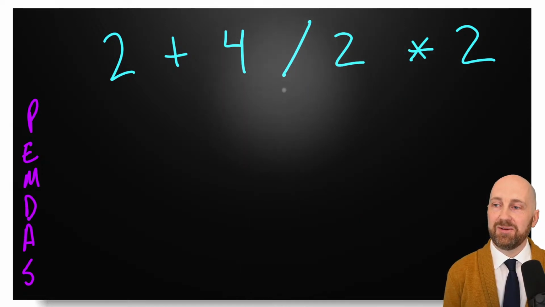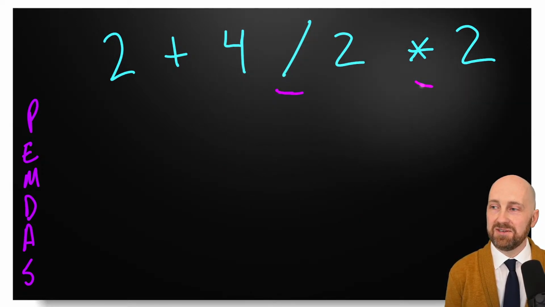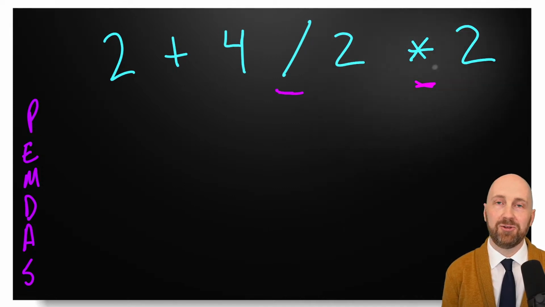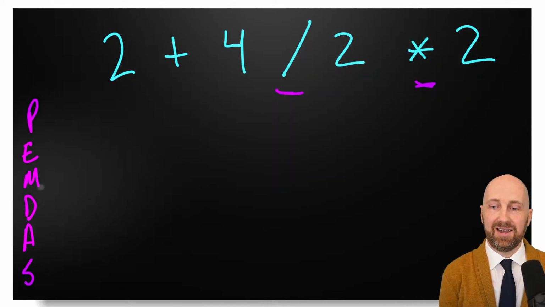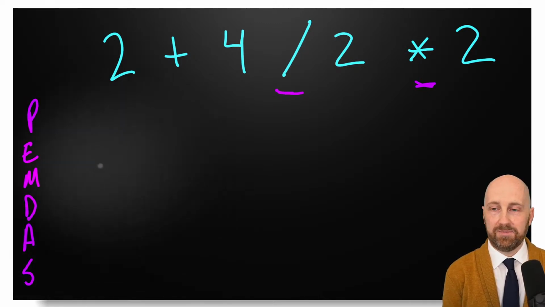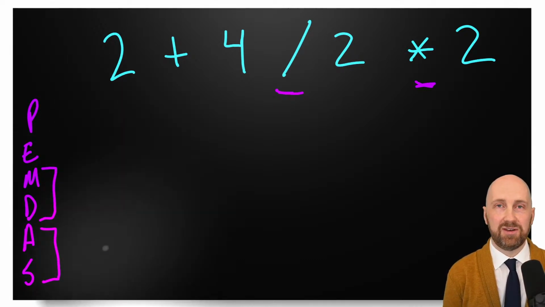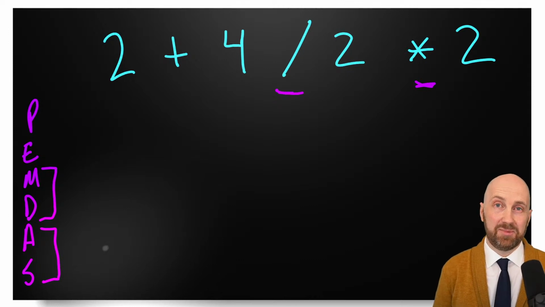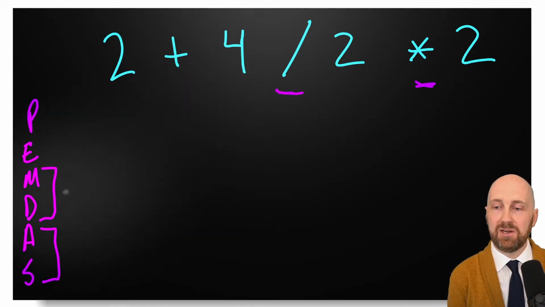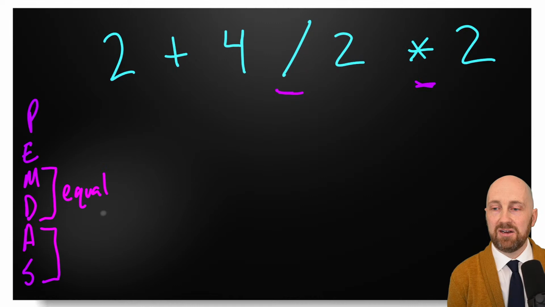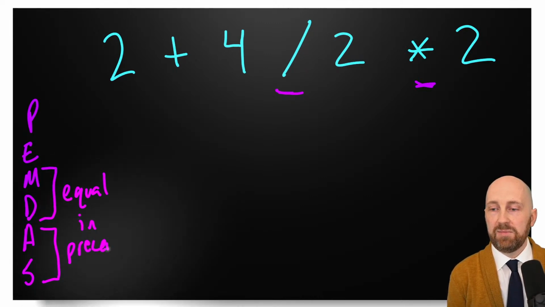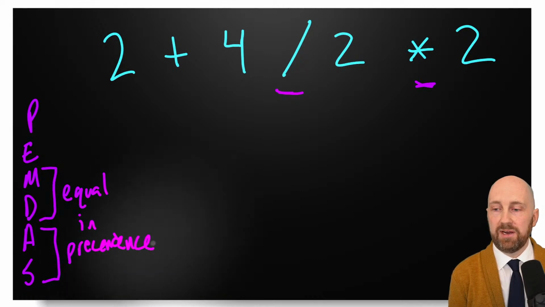And the question comes down to, which of these operations comes first, division or multiplication? Well, by this ordering, multiplication should come before division, right? But the key thing to remember is that multiplication and division, and addition and subtraction, are actually at the same level of precedence. So these are equal. And because they're equal in precedence, that means that we evaluate them from left to right.